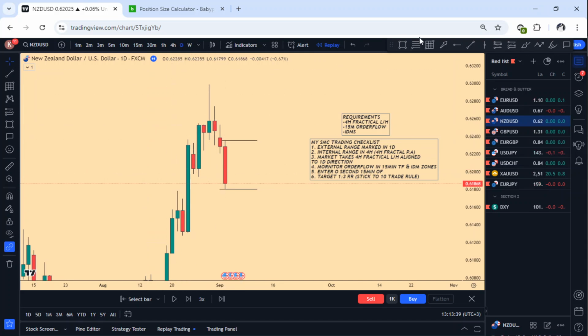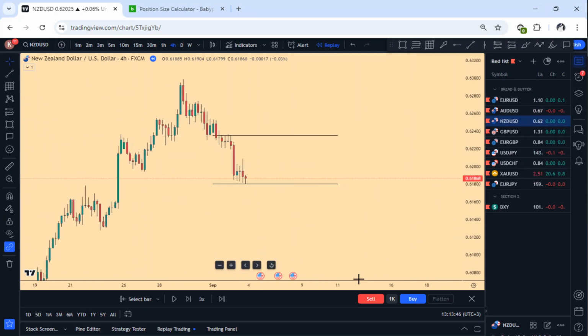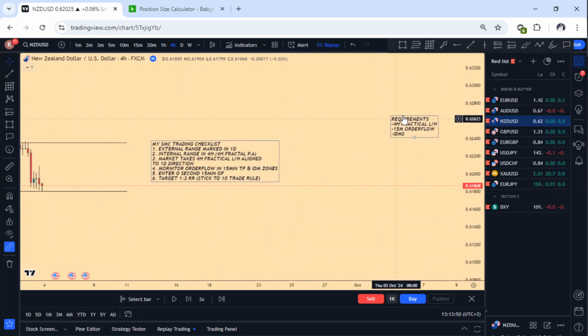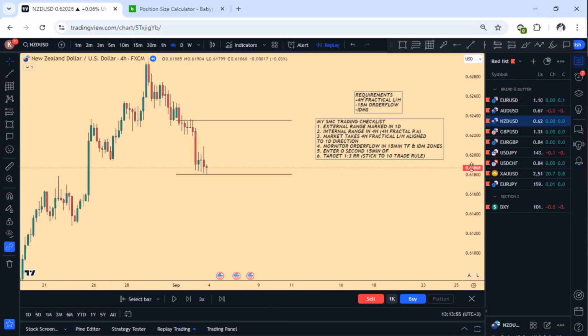After marking this, we go to 4 hours. That is what the strategy is saying. I only trade this one strategy. We go to 4 hours, and we are looking for bearish order flow.